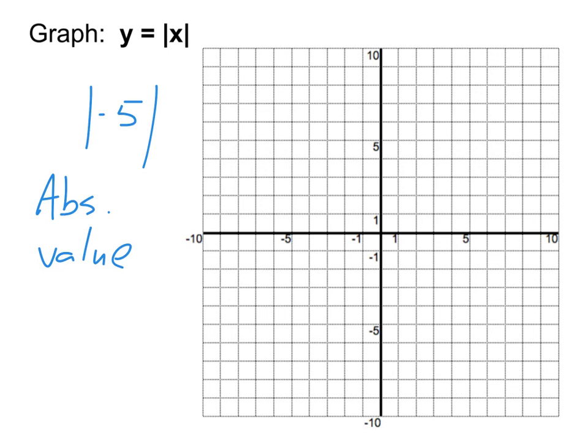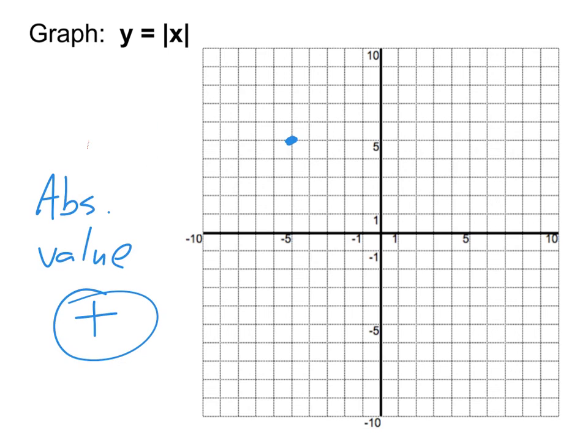And absolute value always takes whatever is on the inside and makes it positive. So if I'm going to do this, I'm basically taking -5 and I'm making it positive. Okay, so that's going to give us a +5. So x was -5, so I go left 5, and I go up 5 to get to my point. And so that's where we're going to plot our first point, at -5, 5.